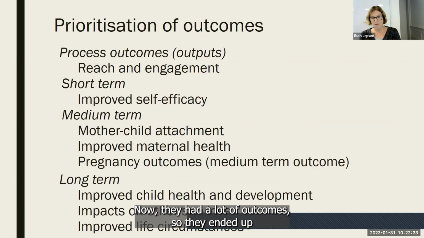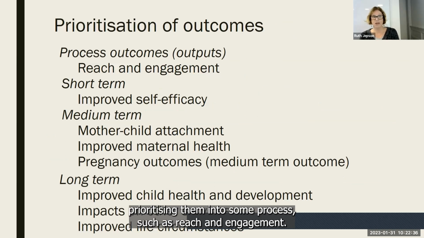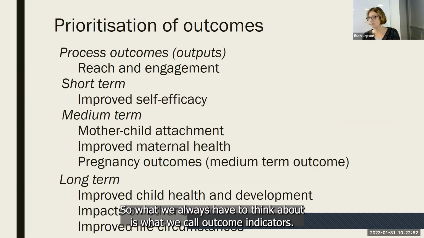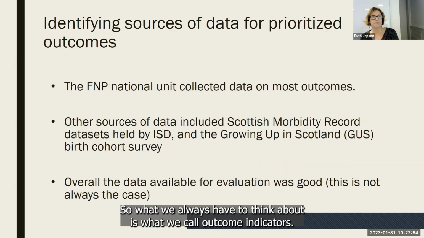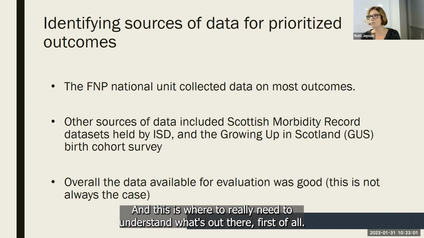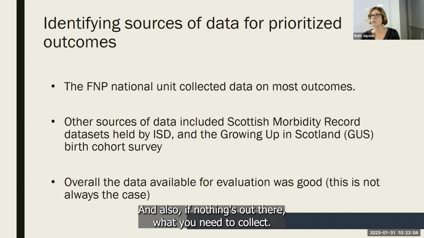Now, they had a lot of outcomes, so they ended up prioritising them into some process outcomes such as reach and engagement, and short, medium and long term outcomes. Now, what we then had to do was, right, some of these, like, I'm just thinking, pregnancy outcomes, well, what does that mean? So what we always have to think about is what we call outcome indicators. So this is where we have to identify sources of data, and this is where you really need to understand what's out there first of all, and also if nothing's out there, what you need to collect.